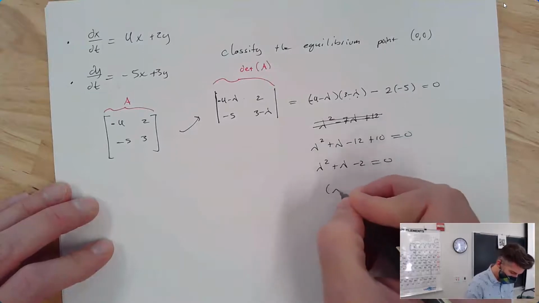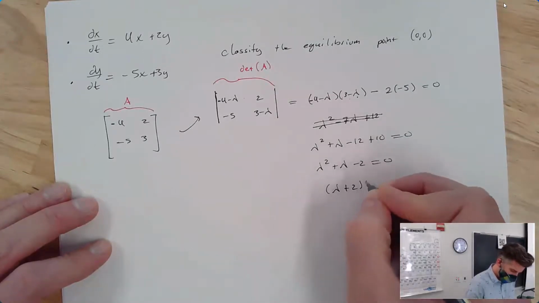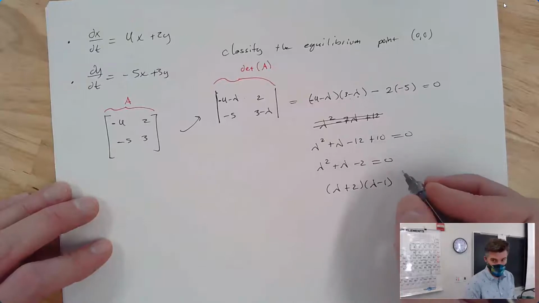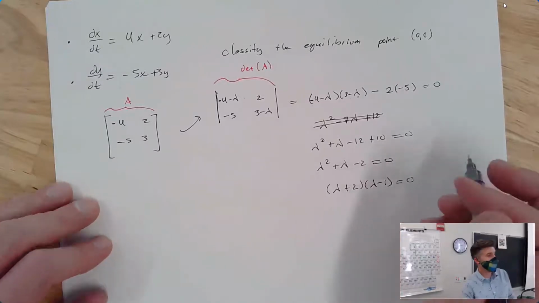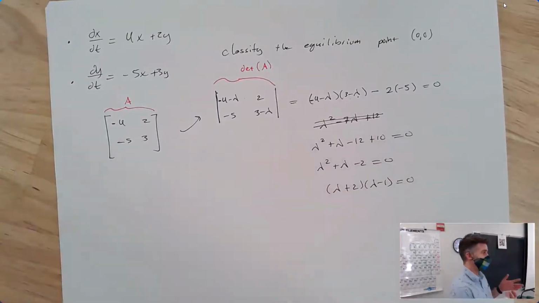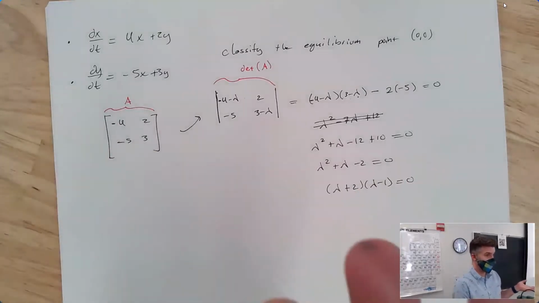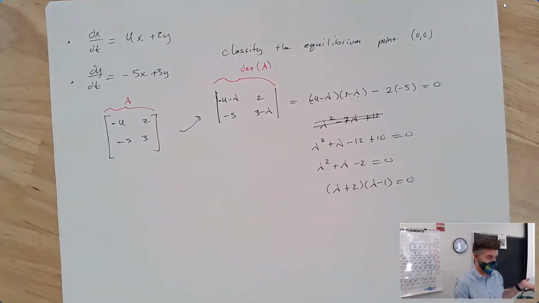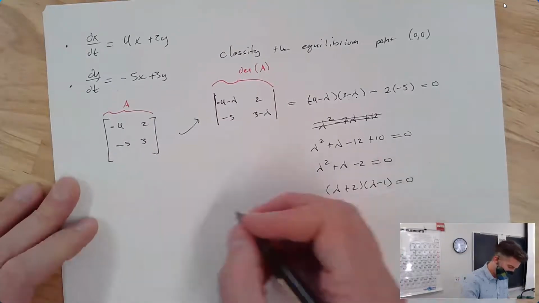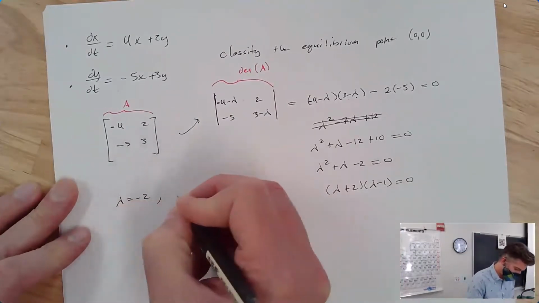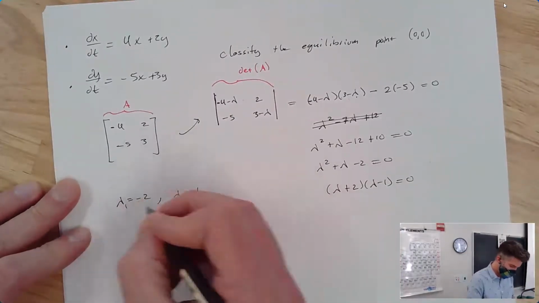And this does factor. I should warn you, eventually we're going to see things that don't factor, especially when the eigenvalues are complex, meaning imaginary, right? They're definitely not going to factor if they're complex eigenvalues. Here we get lambda equal to negative 2 and lambda equal to positive 1.